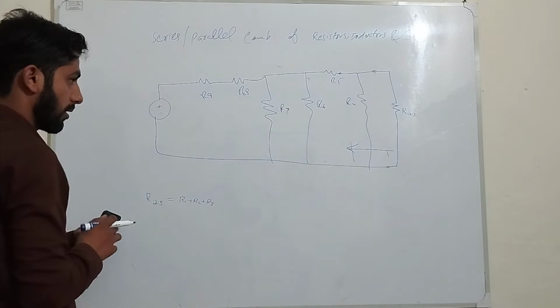Now see here, R1234 is making a joint with this resistor. Its end is connecting with the start of this resistor. This will make another resistor of series combination. So here I will have another resistor. R12345 will be equal to R1234 plus R5. This is my R12345 resistor. This will make another resistor which will have its start here and its end here.